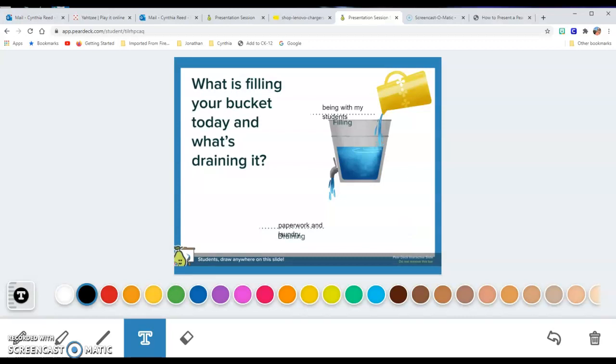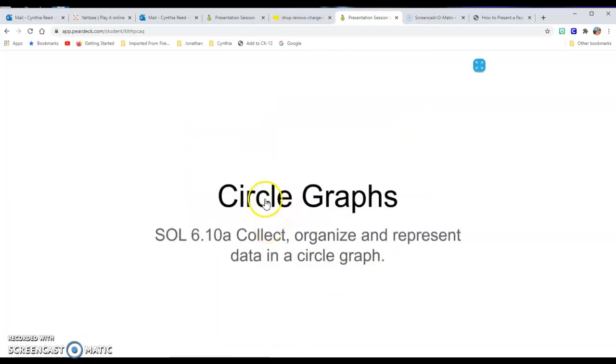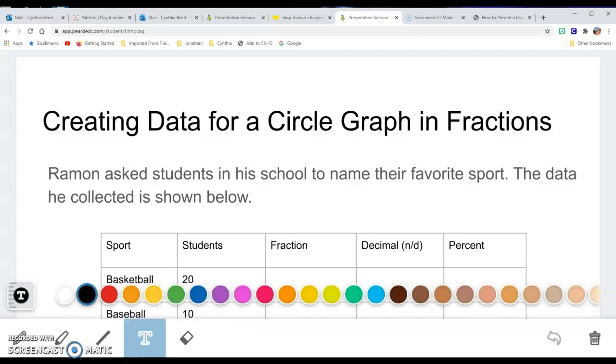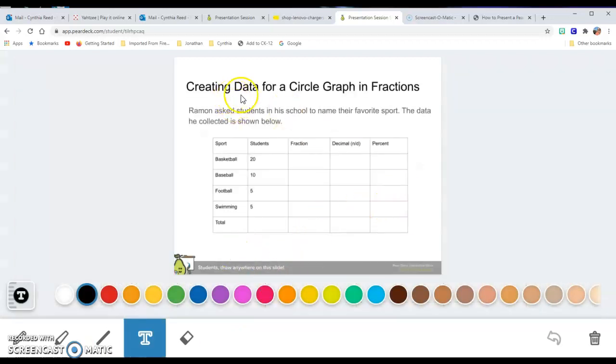All right, so in order to advance to the next slide, I have to click below, and there's an arrow, and it says today we're doing circle graph SOL 16A, collect, organize, represent data in a circle graph. So the first thing I'm going to do is create data for a circle graph in fractions. Ramon asked students in his school to name their favorite sport. The data he collected is shown below.